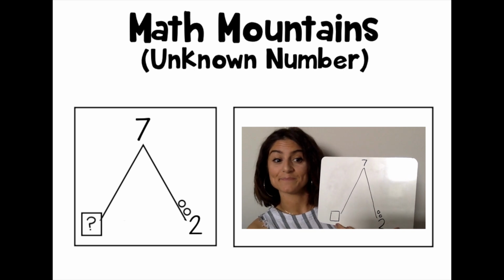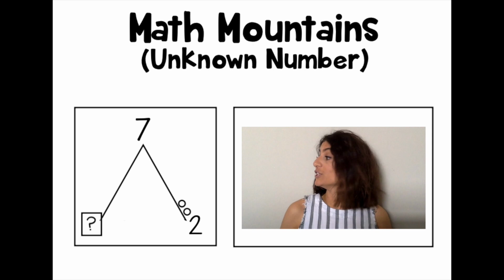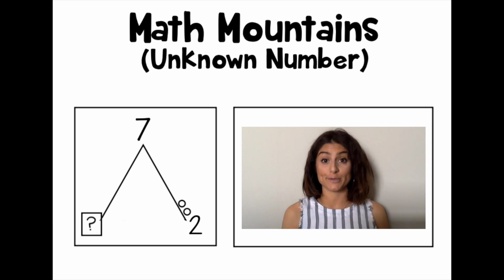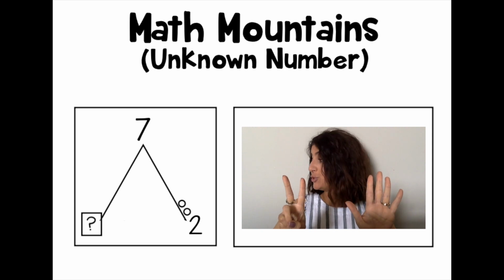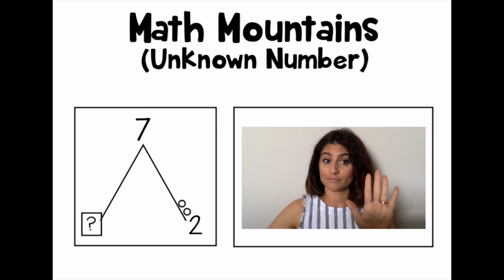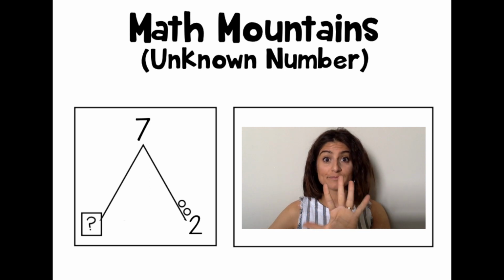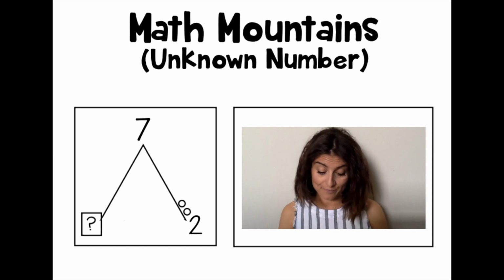This is mine. All right, let's solve and find the unknown number. It looks like 7 is at the top, so let's put up 7 fingers. And it shows that 2 are playing on one side, so we have to take away 2. Let's do it. How many are left? That's our answer. This is the unknown number, 5.